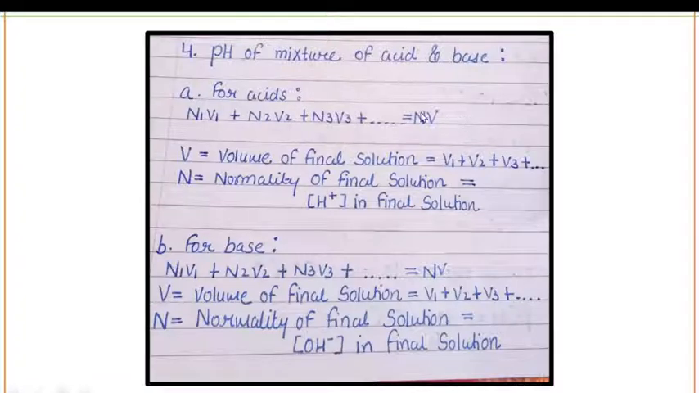Now what are N and V? N is the normality of the final solution, that is equal to the concentration of H plus ions, and V is the volume of the final solution, that will be equal to V1 plus V2 plus V3 of the different acids present in the solution. Similarly for bases, we have N1V1 plus N2V2 and so on equals NV. Here V is the volume of the final solution, V1 plus V2 plus V3 and so on, and the normality of the final solution will be equal to the concentration of OH minus ions, since this is for a basic solution.